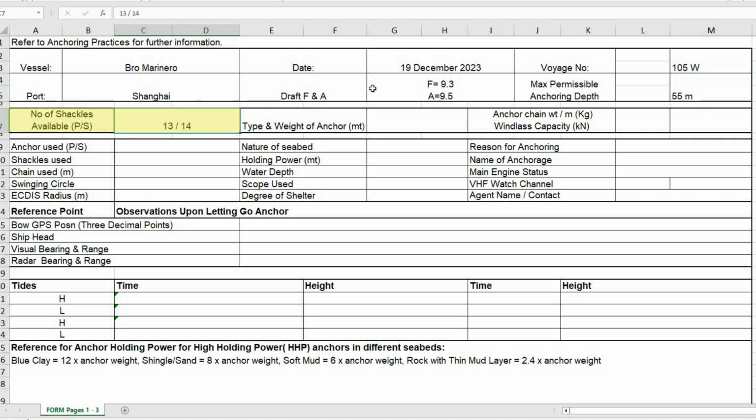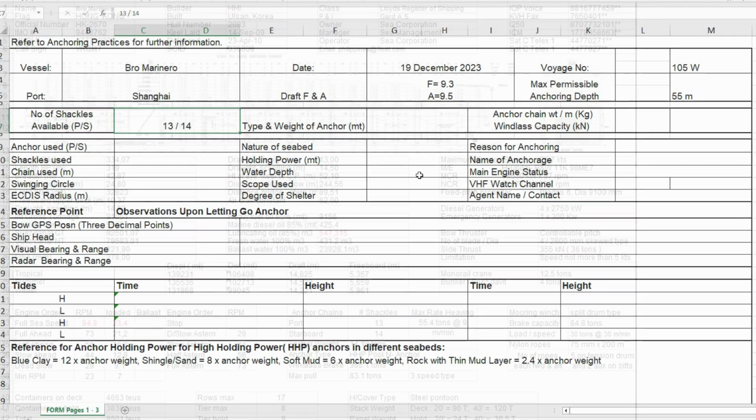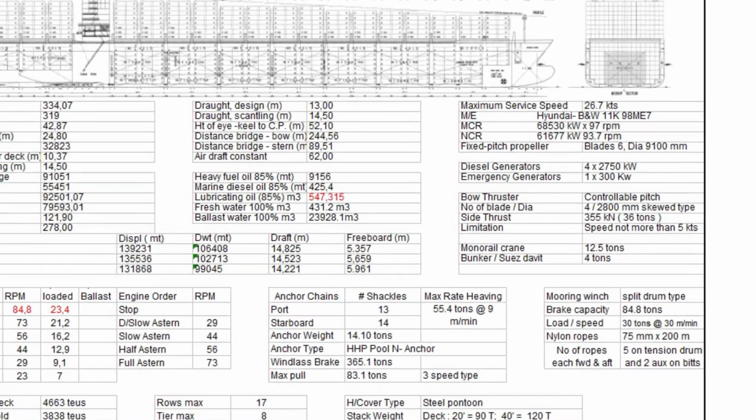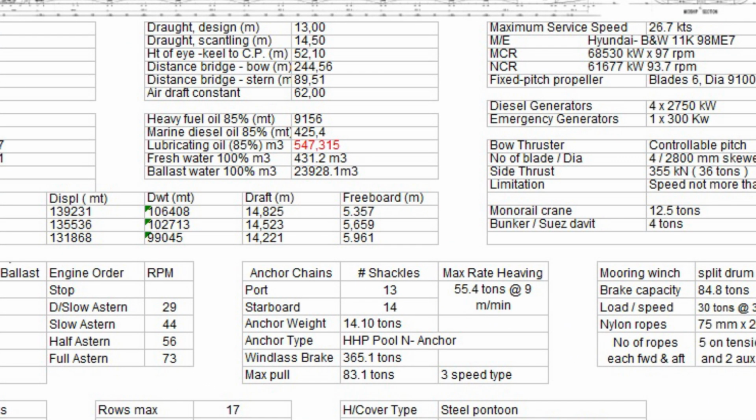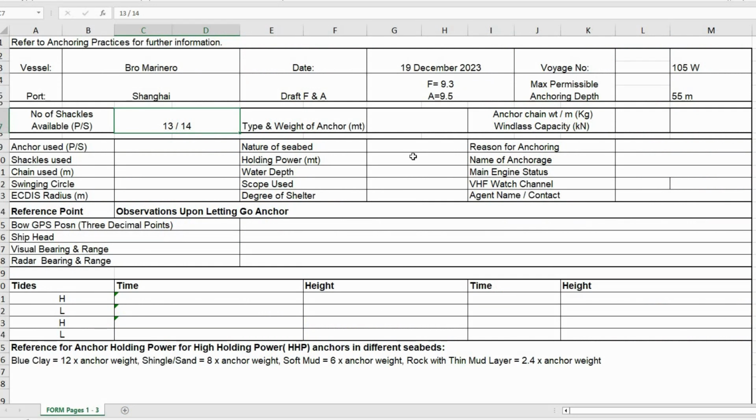Number of shackles available, port and starboard. This and other information regarding the anchor and anchor chain can usually be found in the ship's particulars document. Type and weight of anchor. Anchor chain weight and windlass capacity. Anchor used, port or starboard.